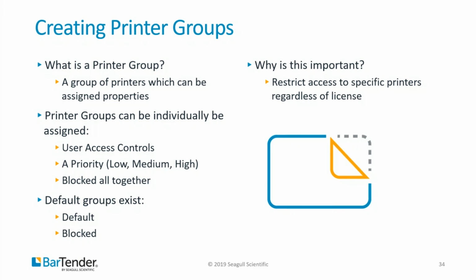There's going to be a default set of groups that exist. As you can see, the default and the blocked. If you don't do anything, let's say you just leave everything as is out of the box, as you use printers, they'll be assigned to the default group. And they don't have priority over each other or anything like that. And then there's the block group, which you can go in there and add printers to as needed.